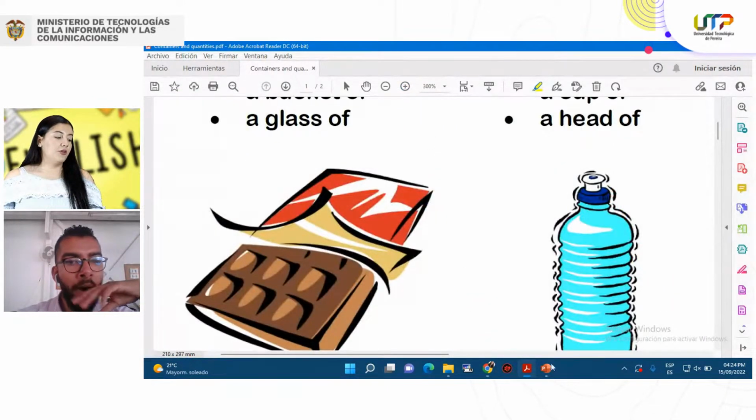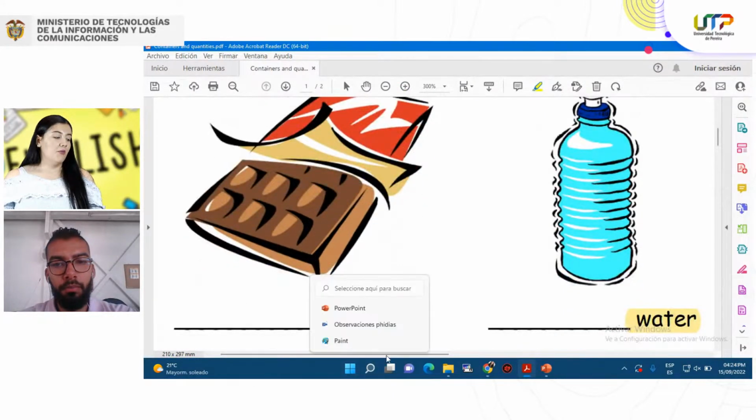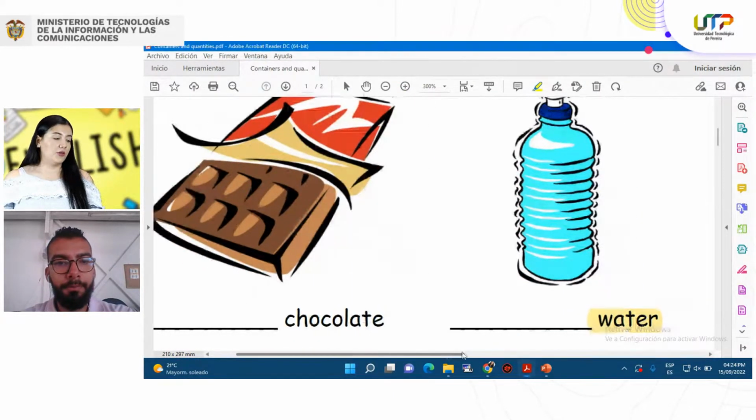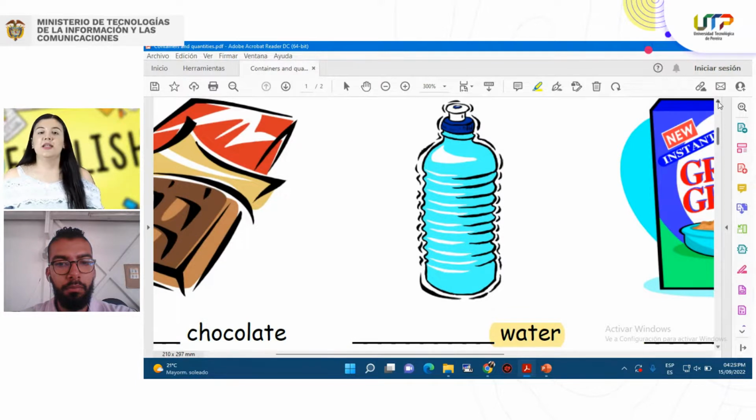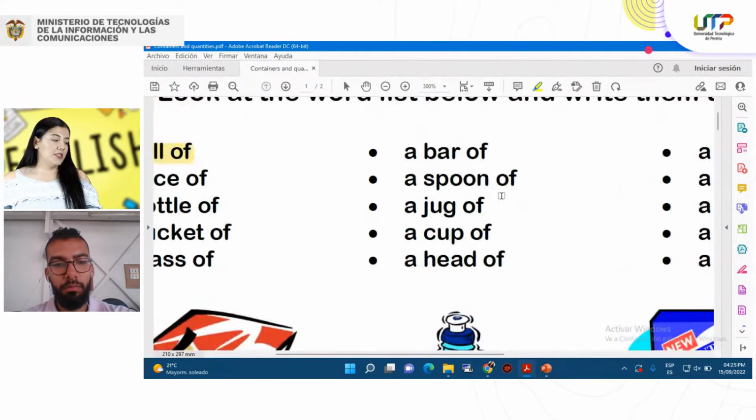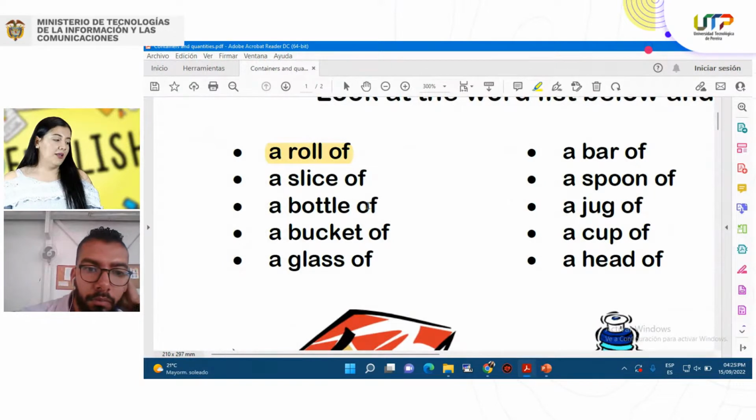Pero lo que sí puedo contar definitivamente es botellas de agua, ¿sí? Yo sí puedo contar botellas de agua. En eso estamos de acuerdo, ¿ok? Botellas de agua. Entonces, ¿qué necesito allí para poder contar el agua? Esa unidad, ese container, ese envase que diga una botella de o dos botellas de. Y de eso se trata containers and quantities para uncountable nouns. Entonces, como diría una botella de, lo tenemos aquí arriba en nuestras opciones, sería a bottle of.